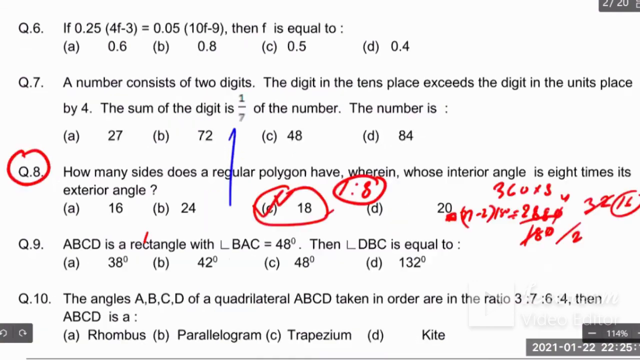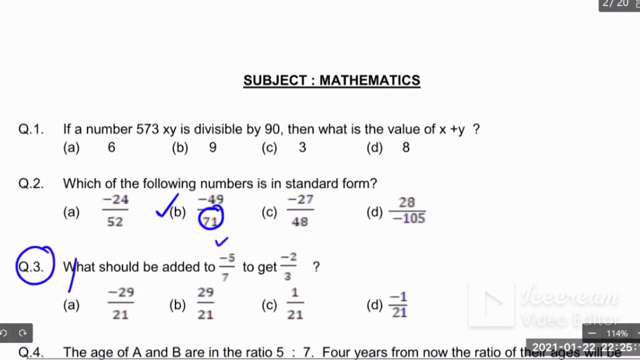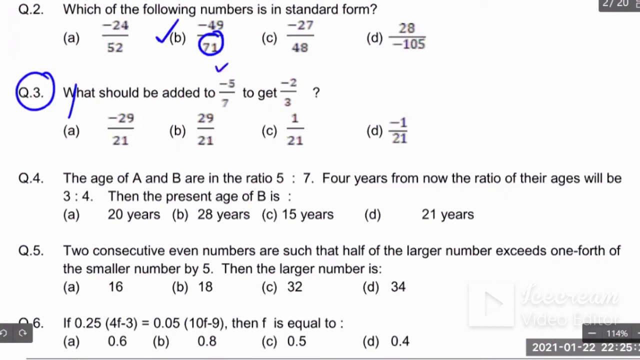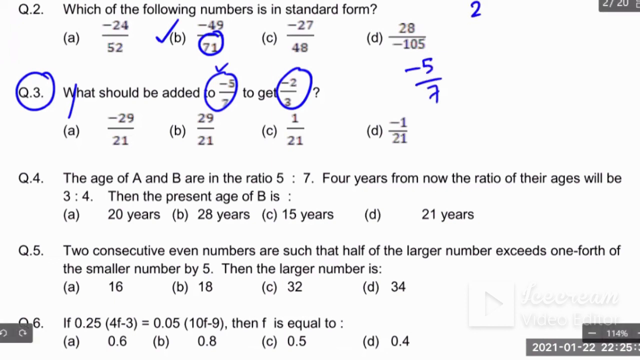ये 9th का ही है ना ये क्वेश्चन? Yes, 9th का ही. What should be added to this to get this? इस टाइप के क्वेश्चंस में अगर फंस जाओ ना तो सीधा ऐसा करना है. What should be added to minus 29 to get 3? Minus 29 divided by 21.